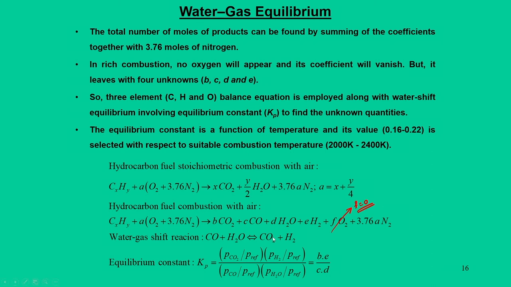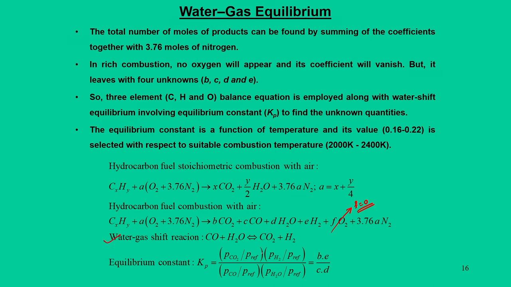Then what we see is that we have four unknowns, that is B, C, D, E, since the products will have CO2, CO, H2O, H2 as well as N2. But the atomic balance will only give equations for three elements: carbon, hydrogen and oxygen. So, we require another equation to find all the stoichiometric coefficients. This is where we realize the importance of the water shift reaction.